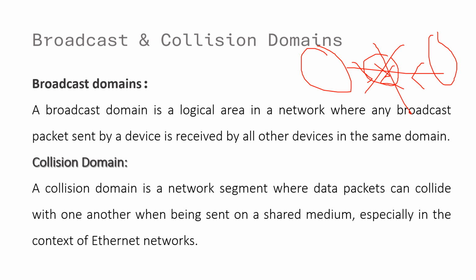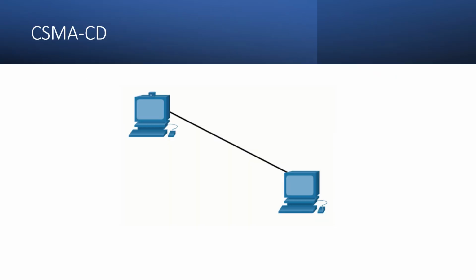So the host has to listen for the frame, or data. This is the collision domain. Here we will learn about CSMA/CD, that is Carrier Sense Multiple Access with Collision Detection. It is a network protocol used in Ethernet networks to manage data transmission, where devices detect carrier signals to avoid collisions.